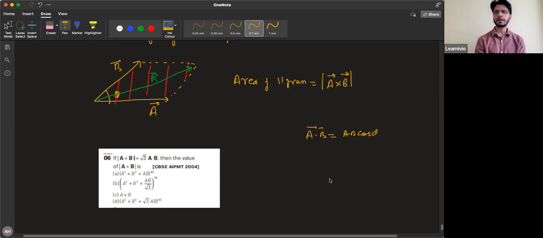Let's first send me the answer of the angle, because if the angle is wrong, then A plus B will be wrong. First, send me the answer of the angle between A and B. I'm repeating the hint again. A cross B, write this as AB sin theta. A dot B, write this as AB cos theta. Just take cos theta to the left hand side and you get tan theta equals something.